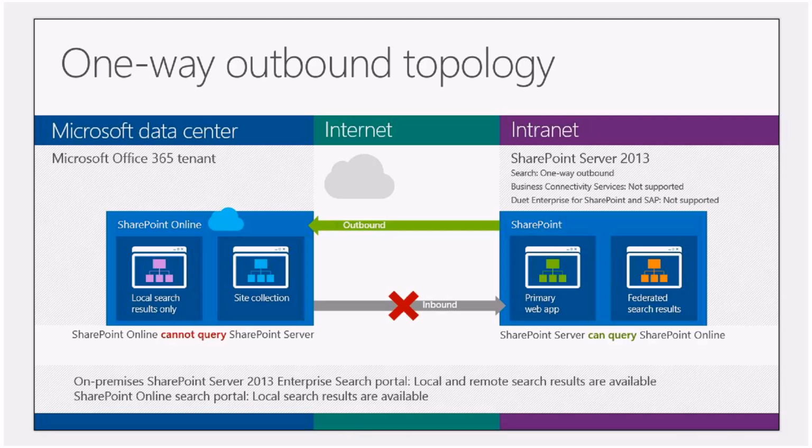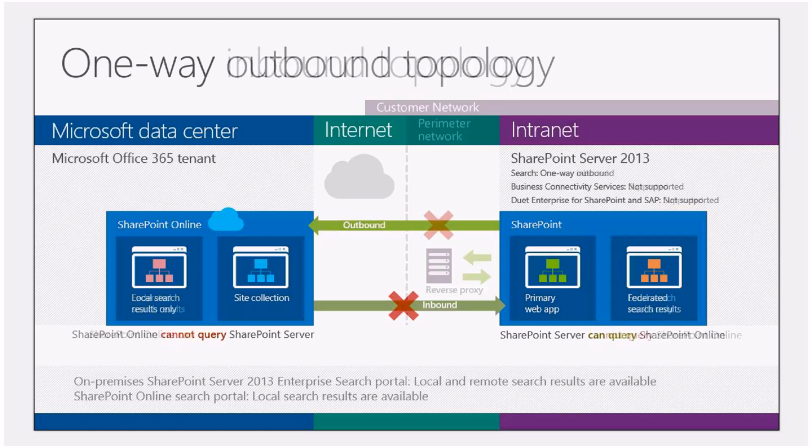Outbound topologies are defined by those topologies through which, for example, let's look at search. The search experience is defined purely on premises, which means a user using an on-premises search portal will be capable of retrieving results from both online and on premises. Conversely, in Office 365, that search portal will only return results from the online investment.